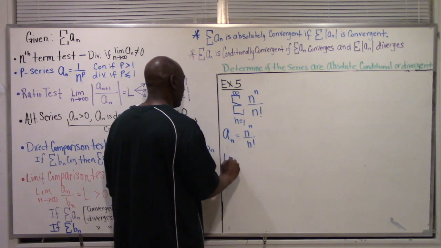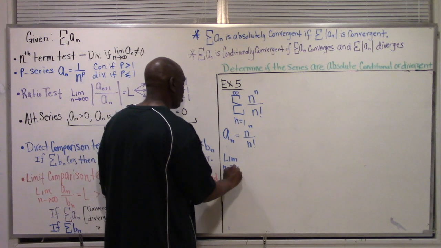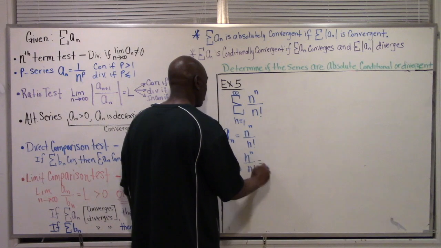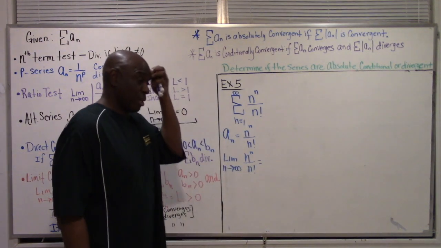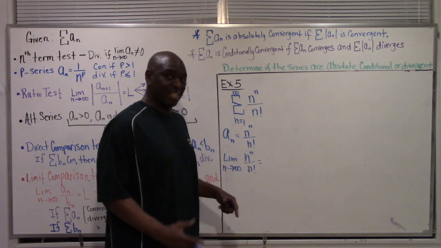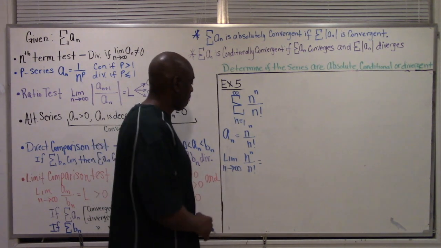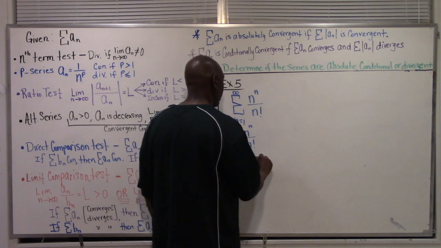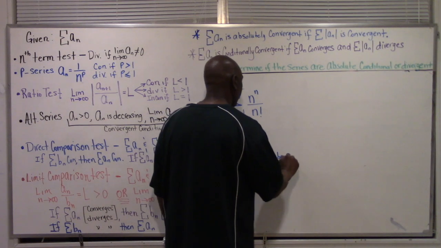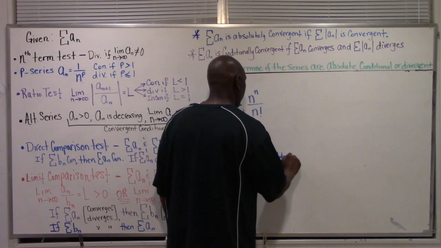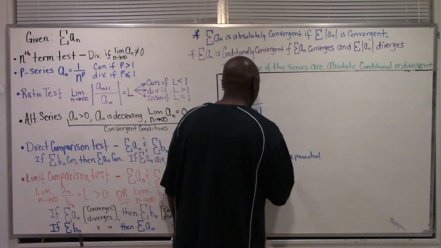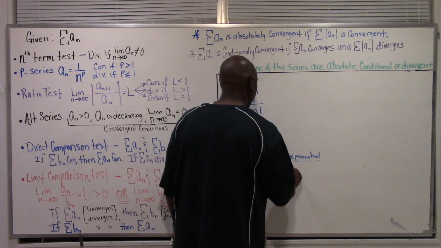So the limit as n gets increasingly large of n to the n over n factorial, what do we have here? We have something very, very large. N to the n is very, very large. So we have the variable exponential divided by the factorial.